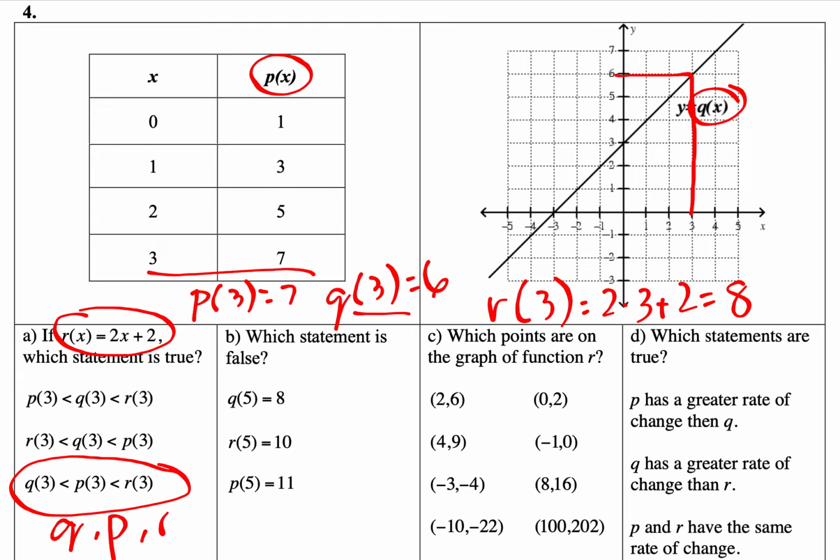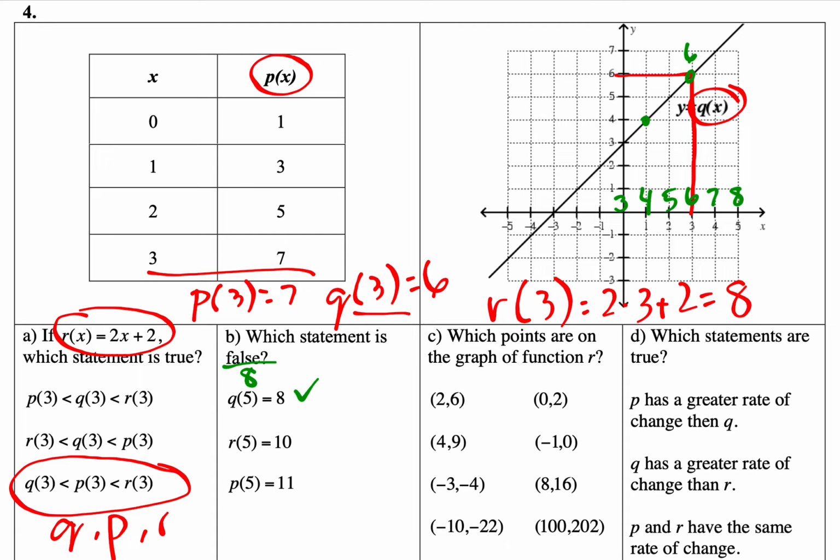Which statement is false? Q of 5 is 8, R of 5 is 10, and P of 5 is 11. Q of 5, we're going to have to use patterns here. It looks like at 0 we're at 3, at 1 we're at 4, at 2 we're at 5, at 3 we're at 6, at 4 we're at 7, at 5 we're at 8. Does Q of 5 equal 8? That's actually true, but we're looking for the one that's false.